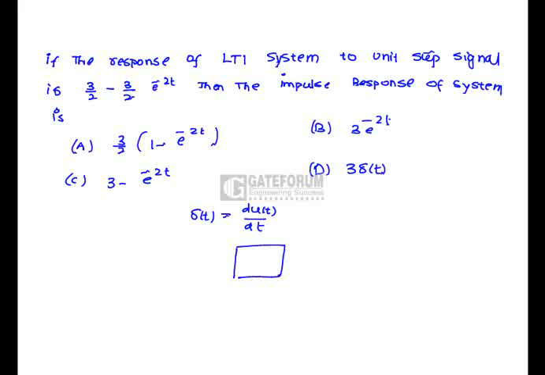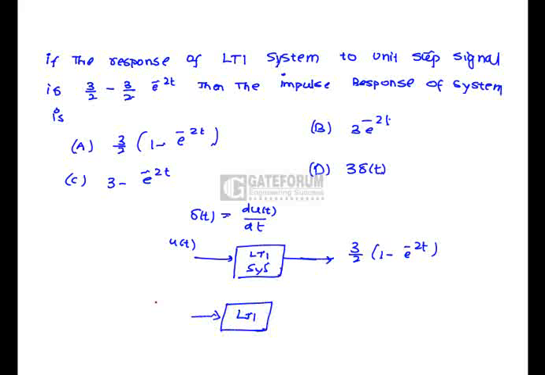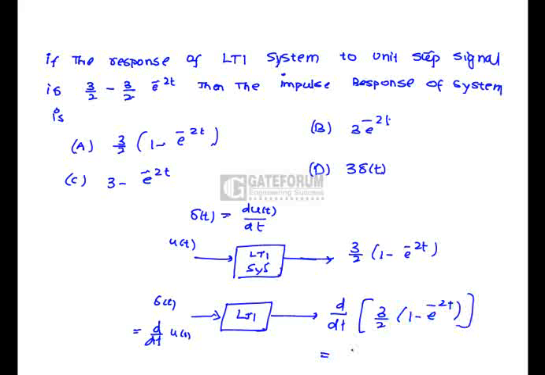So if this is an LTI system, for u of t we are getting 3 by 2 times 1 minus e power minus 2t. But to the same system, if we give delta of t, which equals the differentiation of u of t, the output must also be differentiated, that is the derivative of 3 by 2 times 1 minus e power minus 2t, which equals 3 e power minus 2t, that is option B is correct.